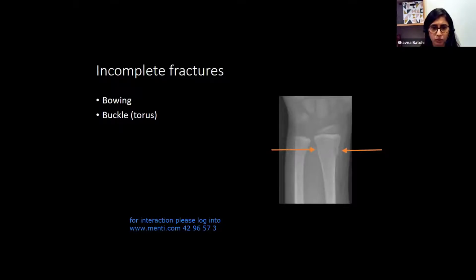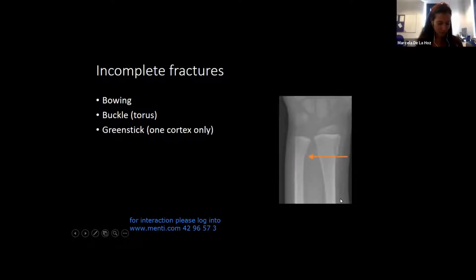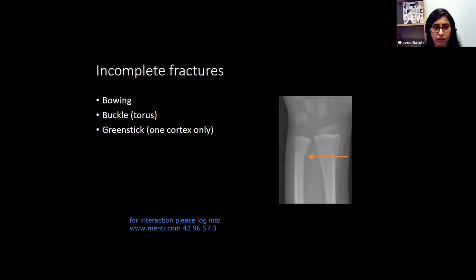In this instance, we can see actually a break in the cortex on the radial side of the distal radius, but a torus fracture may just have a similar appearance to what you can see here on the ulnar side of the distal radius. And in addition to that, in children, you may get green stick fractures where just one cortex is broken and the other one remains intact. That may appear just as a bit of distortion in the shape of one cortex.